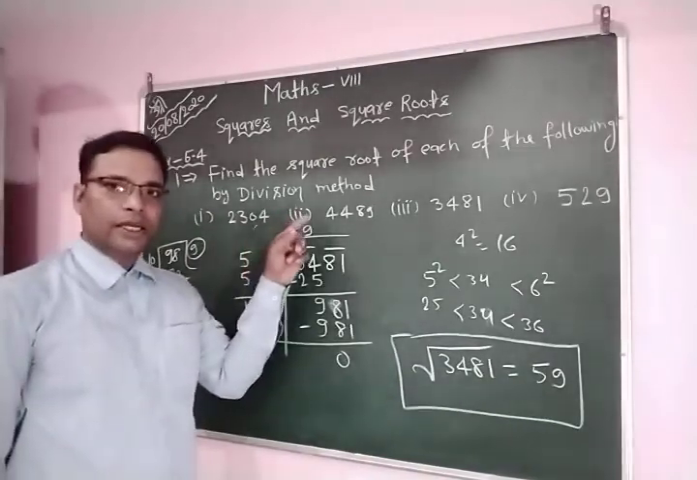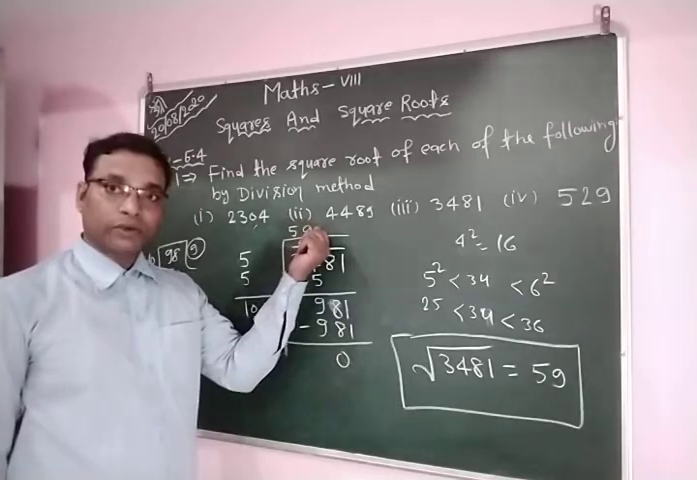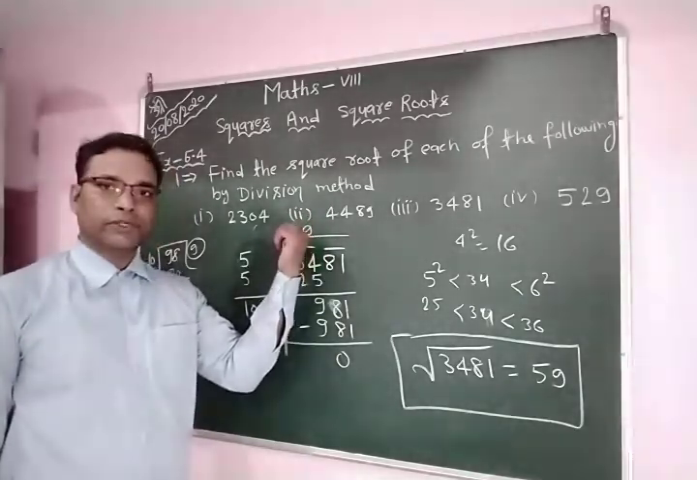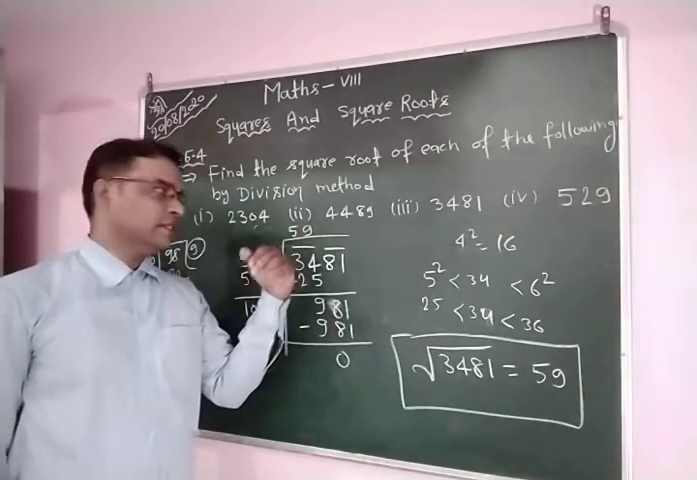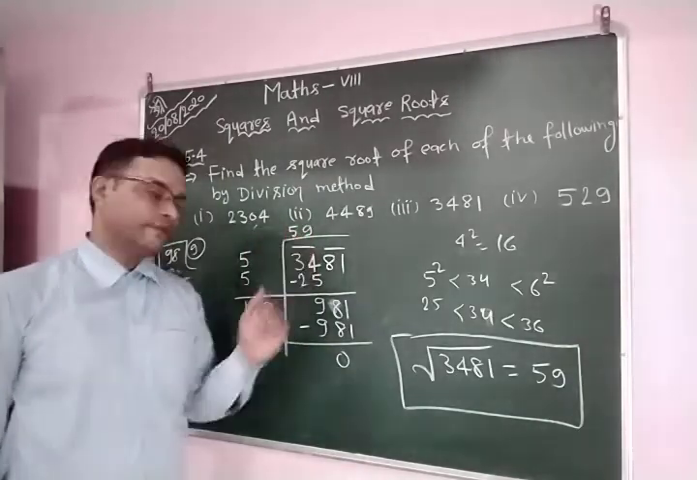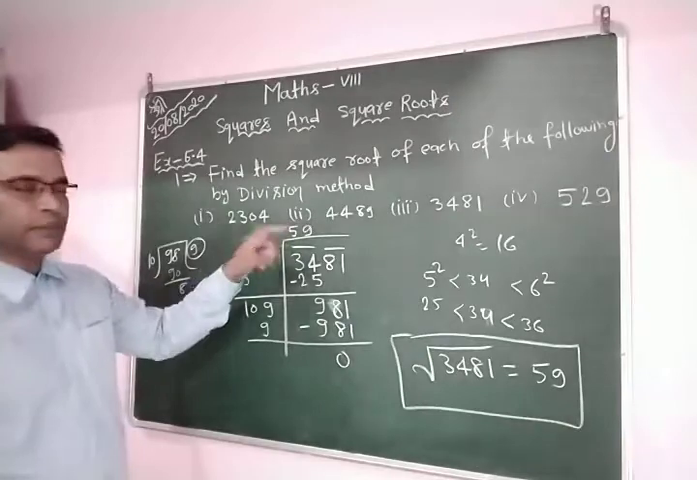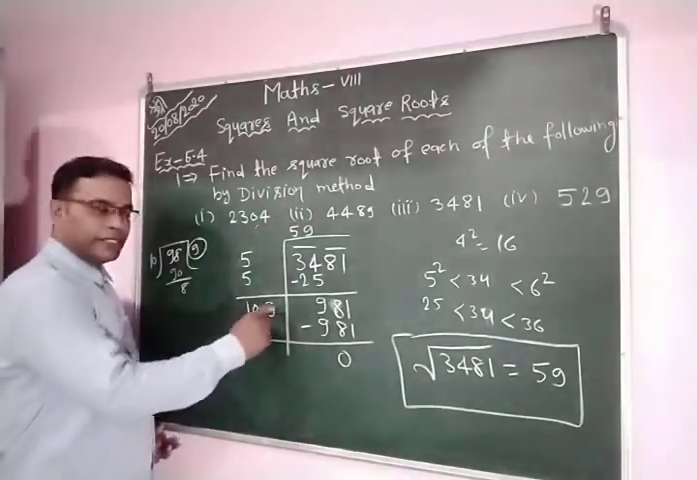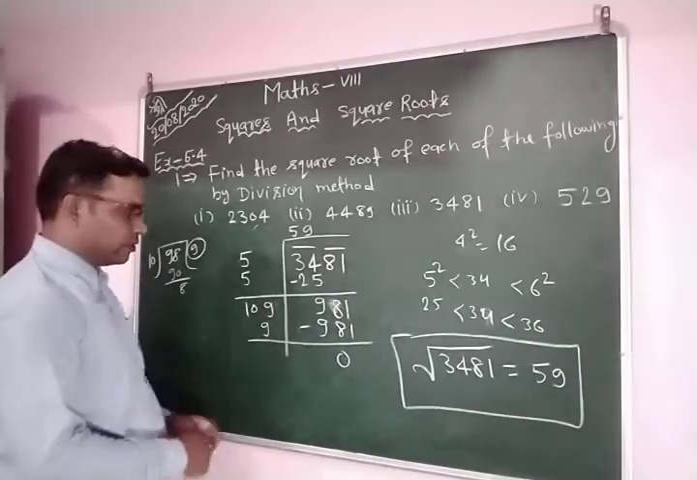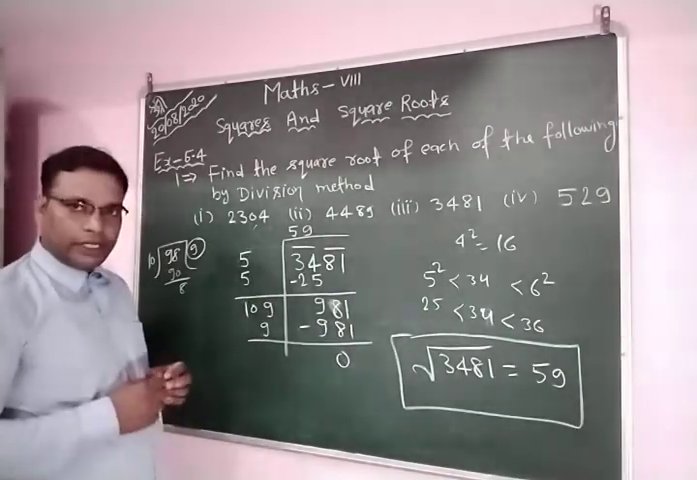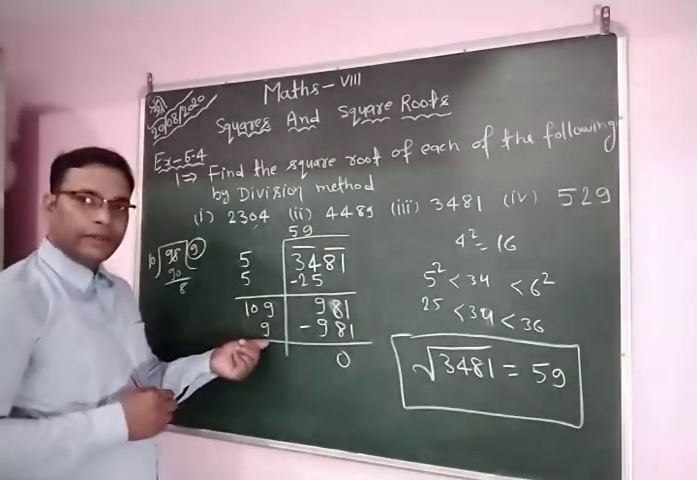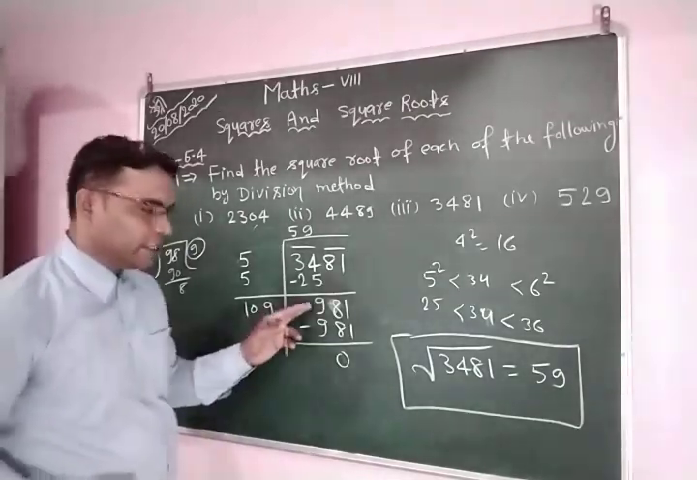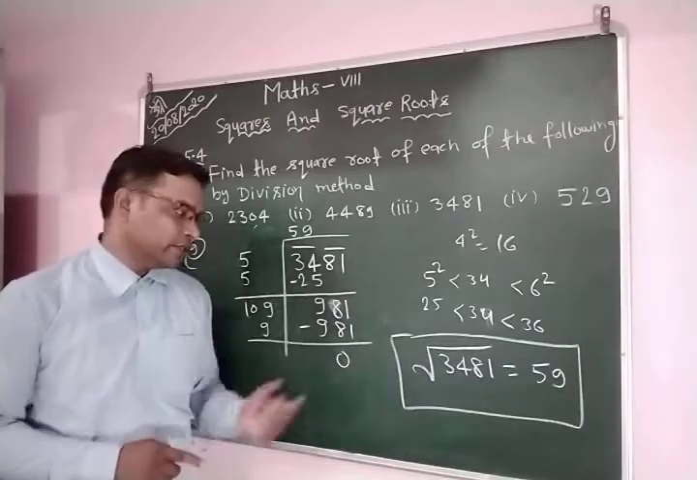And again we put this 9 in the place of the quotient next to the 5. This is the first quotient digit 5. We write 9 to the right of 5, so this will become 59, and our new divisor is 109. We multiply 109 by this 9, so we obtain 981, and we subtract 981 from 981, we obtain 0.